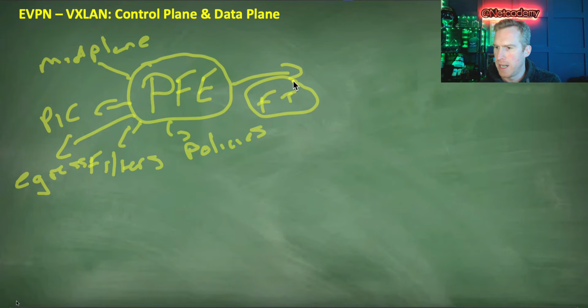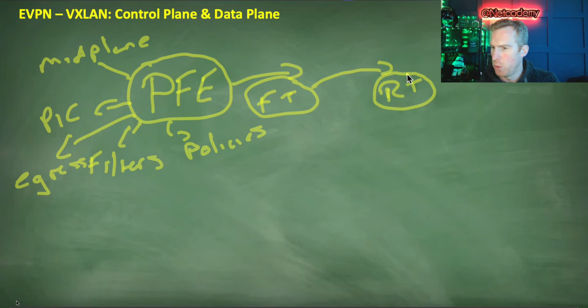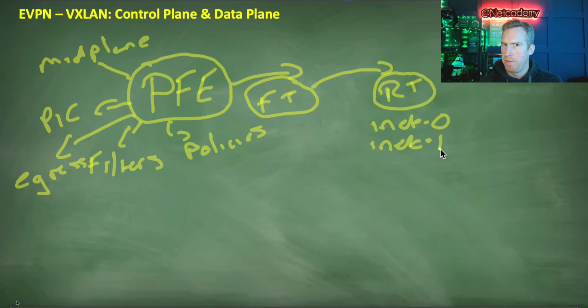But the forwarding table actually derives its information from the routing table itself, or RT. And the RT has a lot of components to it as well, but basically there are lots of tables within Junos. For example, you've got inet.0 for IPv4 unicast traffic. You've got inet.1, which I think is for IPv4 multicast traffic. You've got inet.2. You've got inet.3.